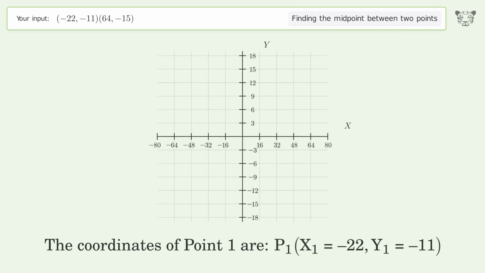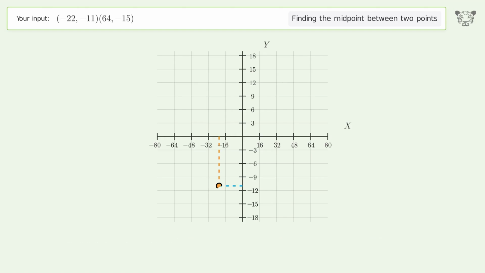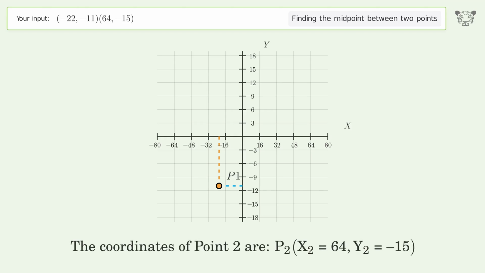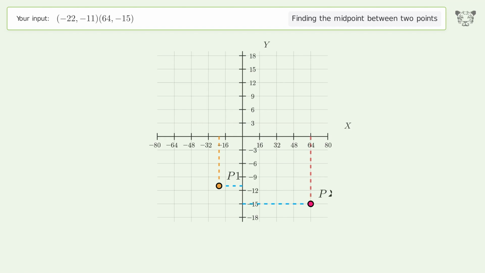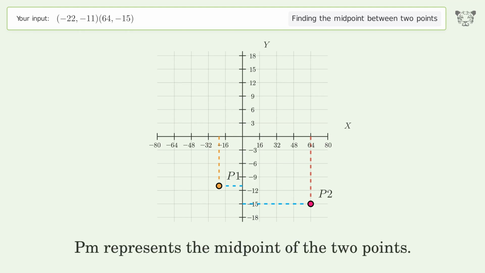The coordinates of point 1 are, x1 equals negative 22, y1 equals negative 11. The coordinates of point 2 are, x2 equals 64, y2 equals negative 15. PM represents the midpoint of the 2 points.